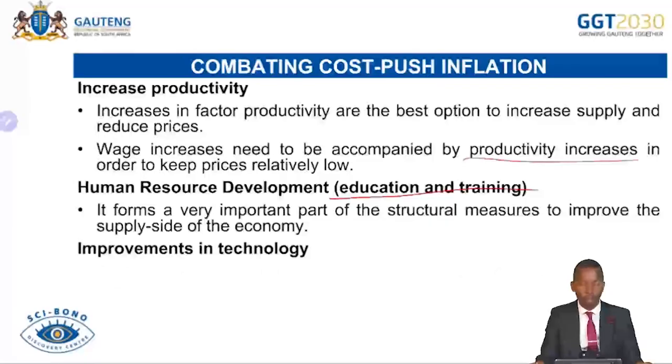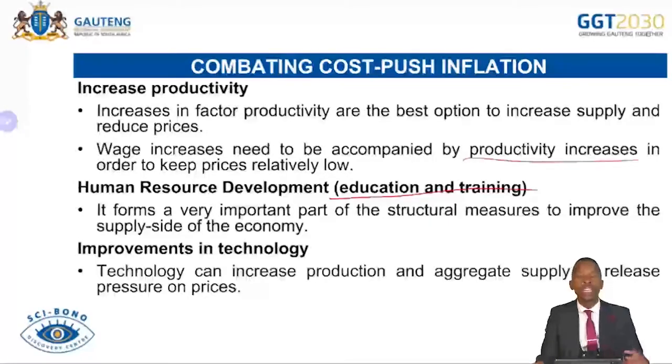Improvement of technology. We know that if technology is well improved, that simply leads to what? It leads to more productivity in a shorter period of time, which increases the supply. As a result, prices can drop. Technology can increase production and supply to release the pressure on prices.